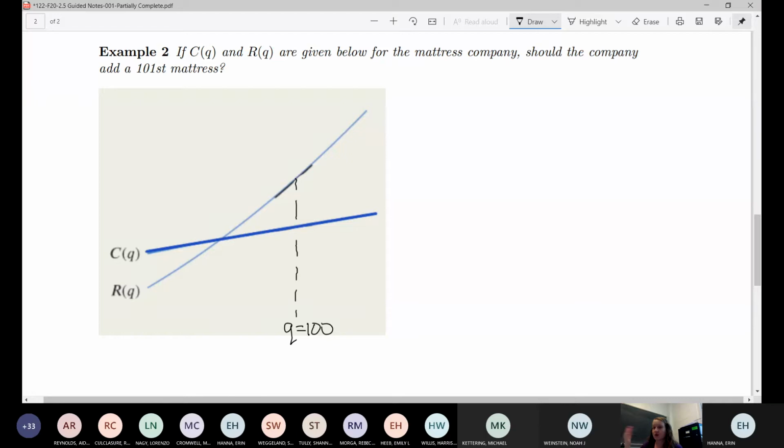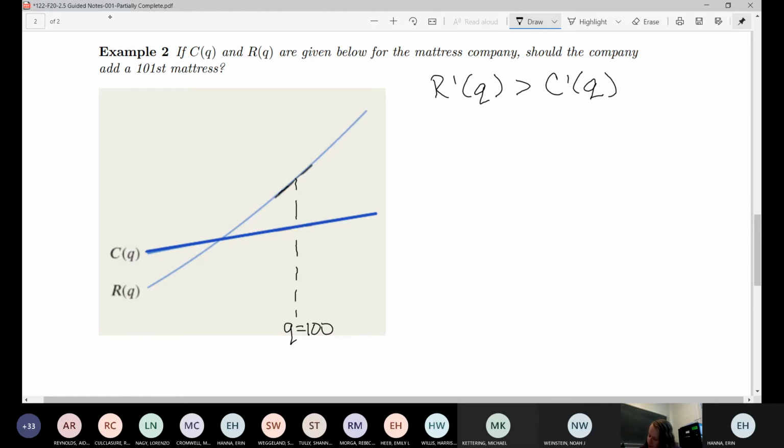We don't know what the actual values are. We don't know what these functions are. We don't know their equations at all. But we're still going to figure out whether it would be wise for them to make this next item based off of that relationship. We found out that we want the marginal revenue to be greater than the marginal cost. Here we just have regular cost and regular revenue, but again, derivatives are slopes.